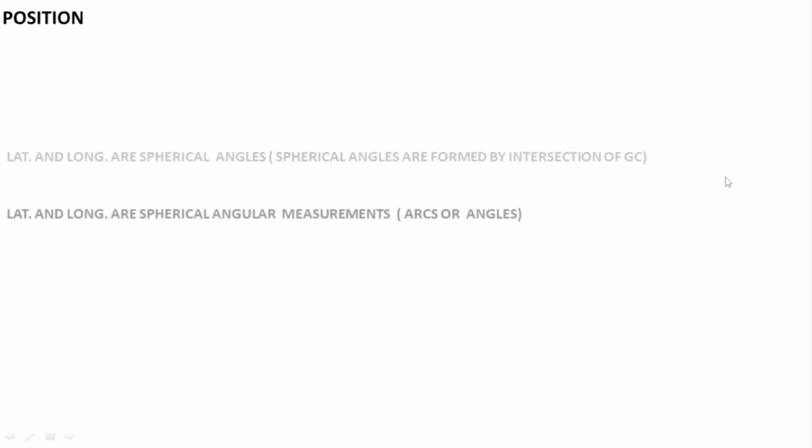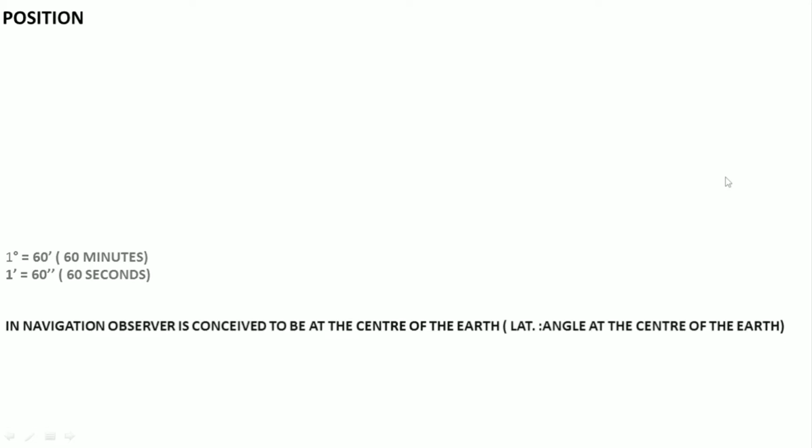Latitudes and longitudes are all spherical angles because they are formed by the intersection of circles. All of them, what we have talked about, are spherical angular measurements. They are not linear measurements. Angles would be measured in degrees, minutes, and seconds. We know 1 degree is 60 minutes and 1 minute is 60 seconds. So you can do the conversion accordingly.